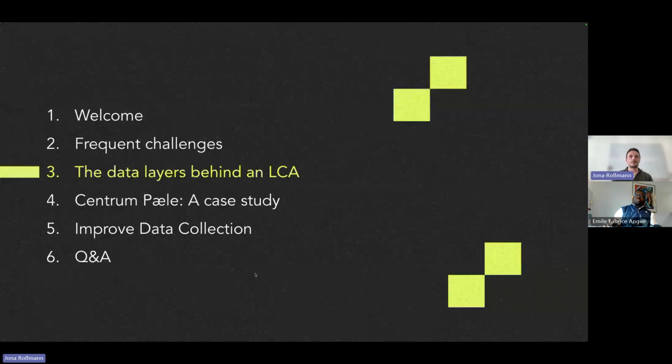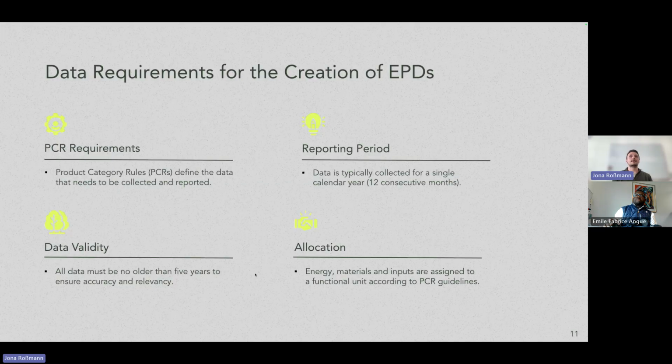Then let's continue. The data layers behind an LCA. Let's have a look at where the requirements for the data come from and what they are if you want to create an EPD. Again, we identified four main requirements that are important for you as a manufacturer to know.